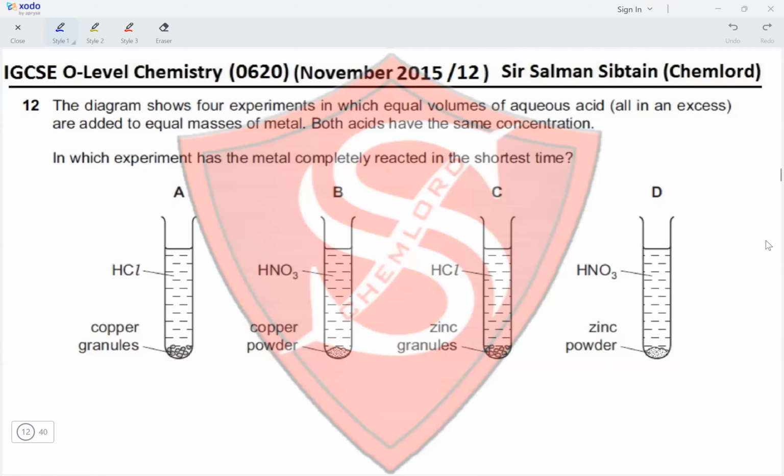HCl with zinc granules will react, but slowly because these are granules, whereas HNO3 with zinc powder, since the surface area has been increased, the reaction would be very quick. In fact, out of the four given experiments, this should be the one with the fastest result. That means it should take place in the shortest amount of time. So this makes option D the correct option for this question.